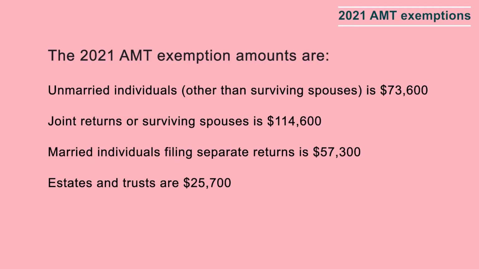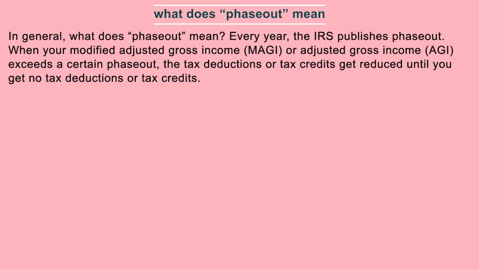What are the 2021 AMT exemption amounts? The 2021 AMT exemption amounts are: unmarried individuals other than surviving spouses, $73,600. Joint returns of surviving spouses, $114,600. Married individuals filing separate returns, $7,300. Estates and trusts, $25,700.